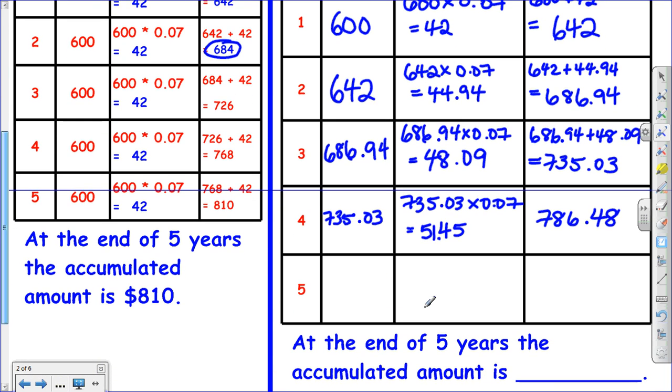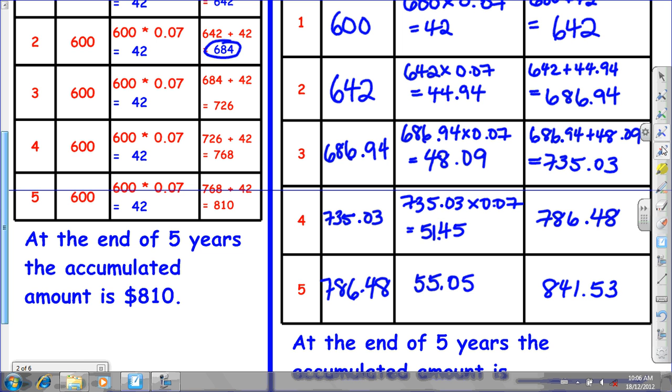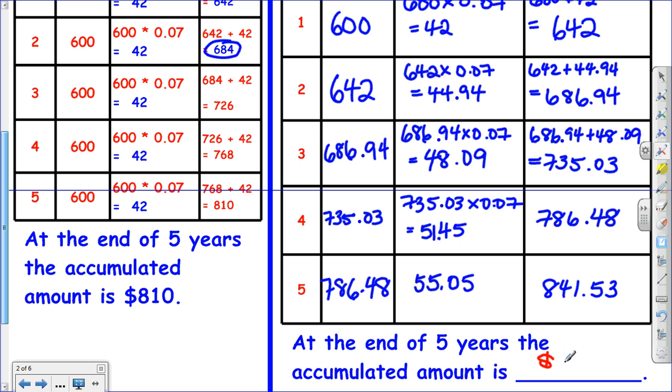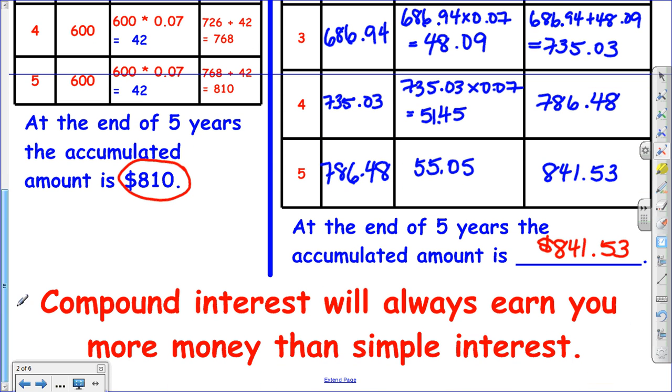I don't think I need to keep writing. Now the 786.48 is my new principal for year 5. Multiply 786.48 by 7% for an interest of $55.05. Add the principal to the interest for a total of $841.53. And so the total here is $841.53, which is about $31 more than what you earned if you had invested your money at simple interest. So in general, it is true, compound interest will always earn you more money than simple interest will.